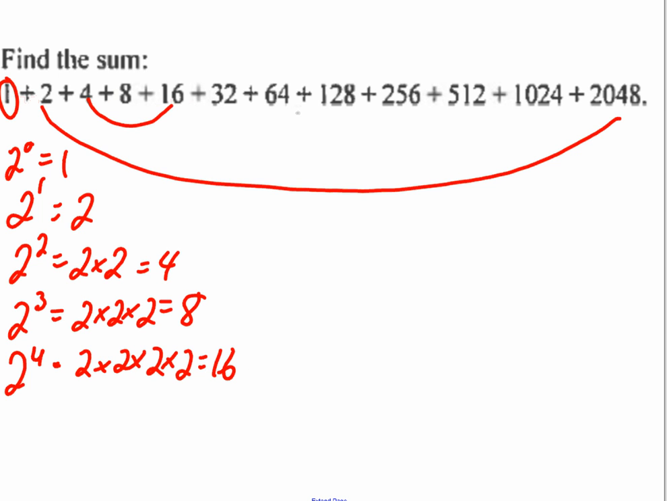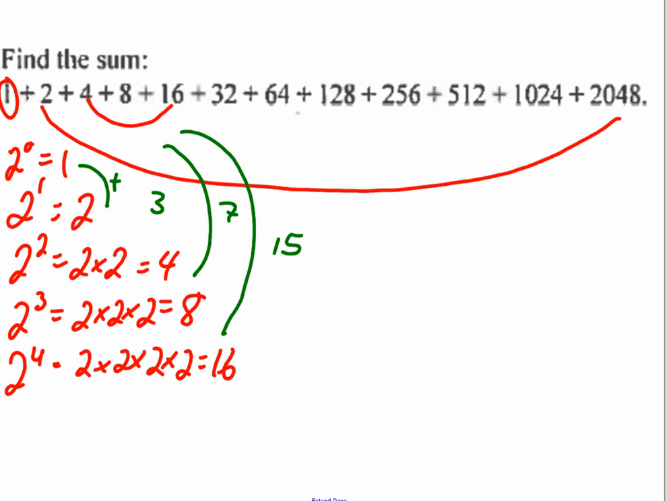And one thing you're going to notice about powers of 2: if I add powers, so for example, if I take the first 2 powers and I add 1 plus 2, I get 3. That's 1 less than 4. Or if I add 1 plus 2 plus 4, I get 7, which is 1 less than 8. If I add 1 plus 2 plus 4 plus 8, I get 15, which is 1 less than 16.